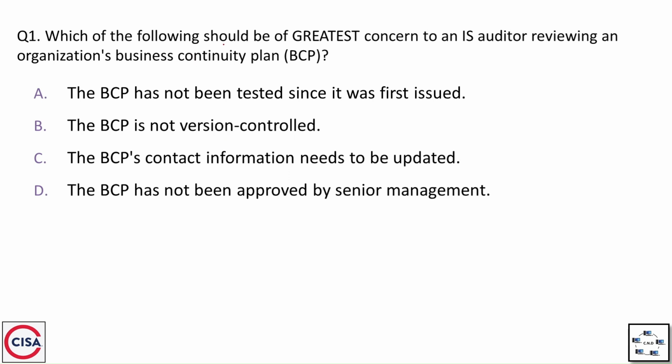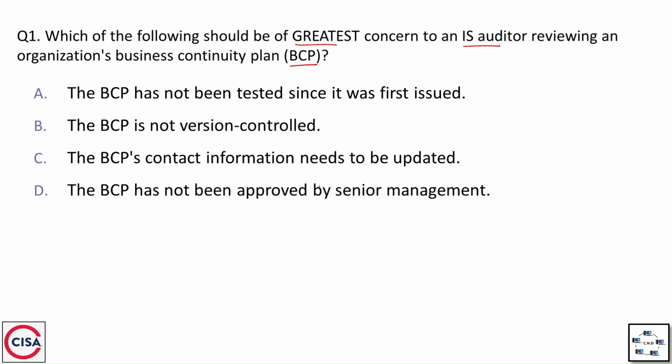Question number one: which of the following should be of greatest concern to an IS auditor reviewing an organization's business continuity plan, that is BCP? The options are: option A, the BCP has not been tested since it was first issued. Option B, the BCP is not version controlled. Option C, the BCP's contact information needs to be updated. And option D, the BCP has not been approved by senior management.